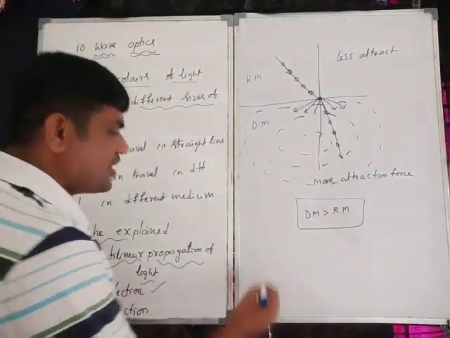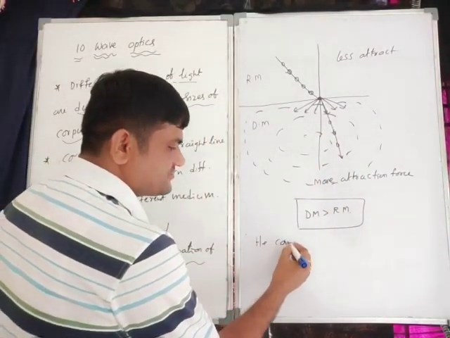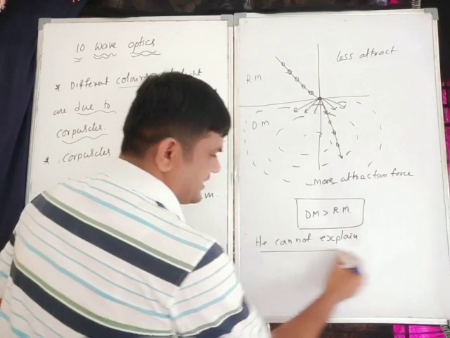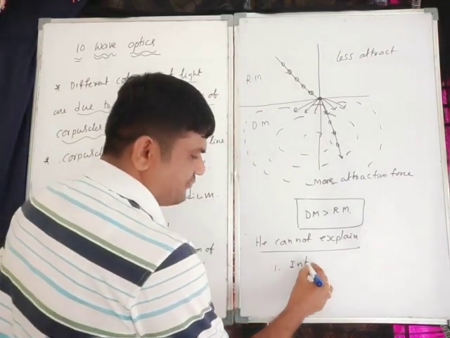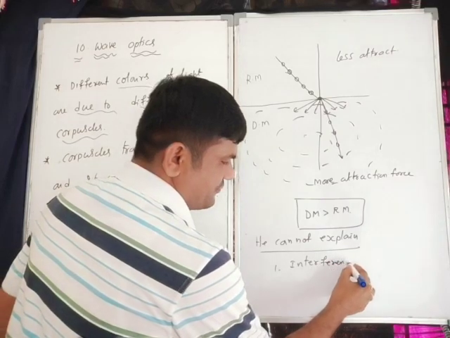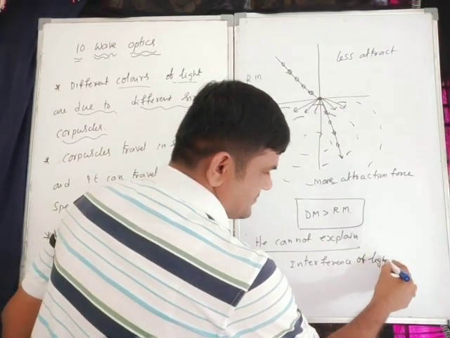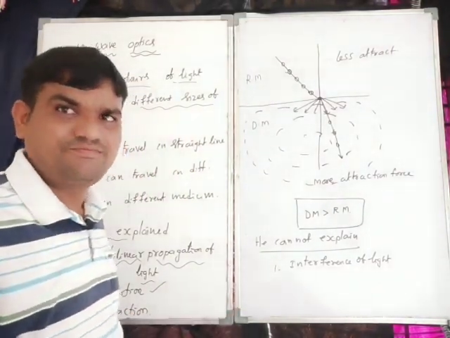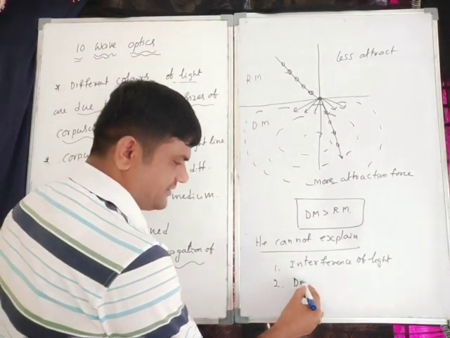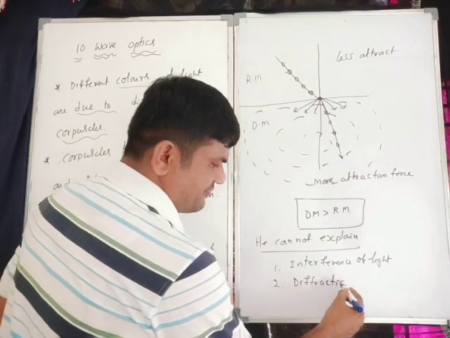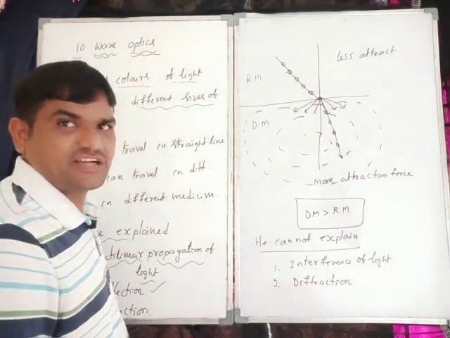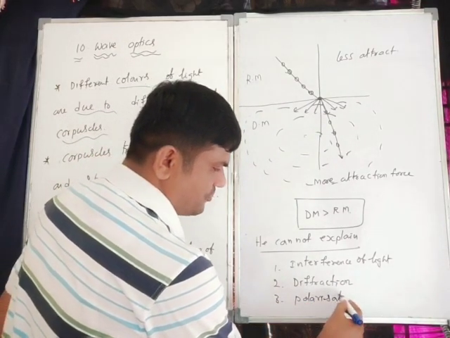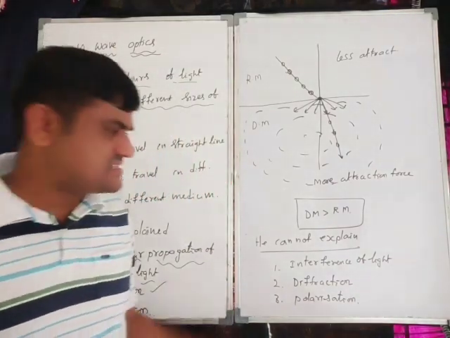As well as, he could not explain interference of light. This and all will come in wave optics. Interference of light, this and all we did not discuss in ray optics, right? So he did not explain about diffraction. Next, polarization also he did not explain. These three topics he did not explain.